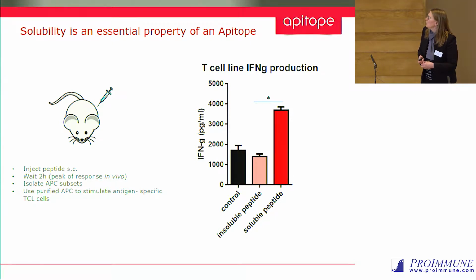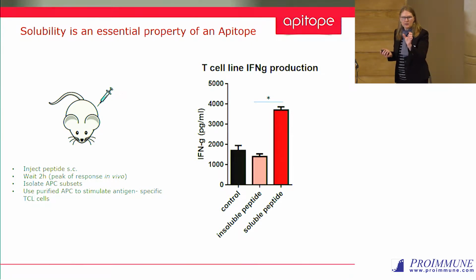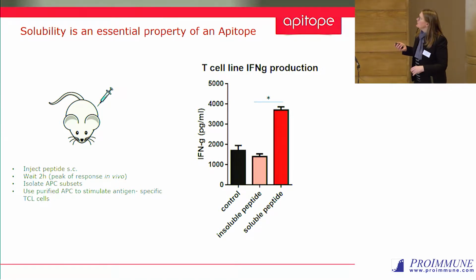To show you a little bit about the property of solubility, this is a very short assay that we do when we have identified a peptide, about 15 to 20 amino acids long, from the autoantigen. We can inject that subcutaneously into a mouse, wait 2 hours, isolate the APCs, the antigen-presenting cell subsets, and then use an antigen-specific, peptide-specific T-cell line. With a soluble peptide, you can see that the T-cell line responds with gamma interferon production. But with an incomplete peptide that is not soluble enough, there will be no response. So solubility is one key asset for apitopes and for tolerogenic peptides.